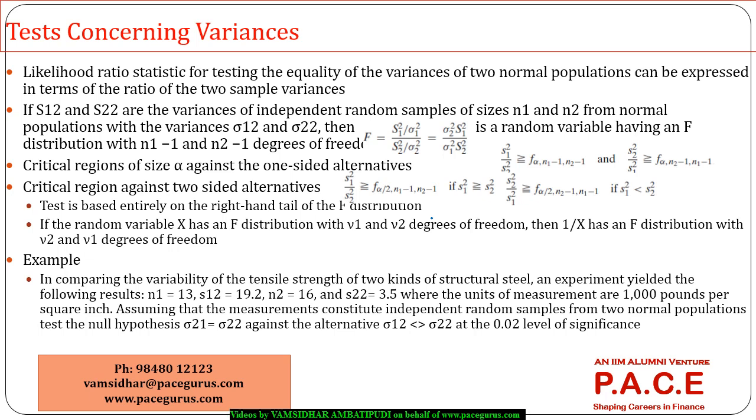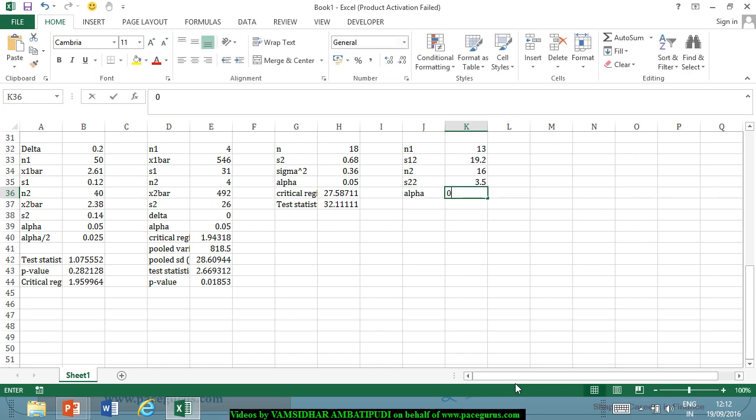Assuming the measurements constitute independent random samples from two normal populations, test the null hypothesis sigma 1 squared equal to sigma 2 squared against the alternate hypothesis sigma 1 squared not equal to sigma 2 squared. So this is the two-tailed test. Null hypothesis is sigma 1 squared equal to sigma 2 squared. Alternate hypothesis is sigma 1 squared not equal to sigma 2 squared. The alpha I am setting as 0.02, so here I require alpha by 2, which is 0.01.